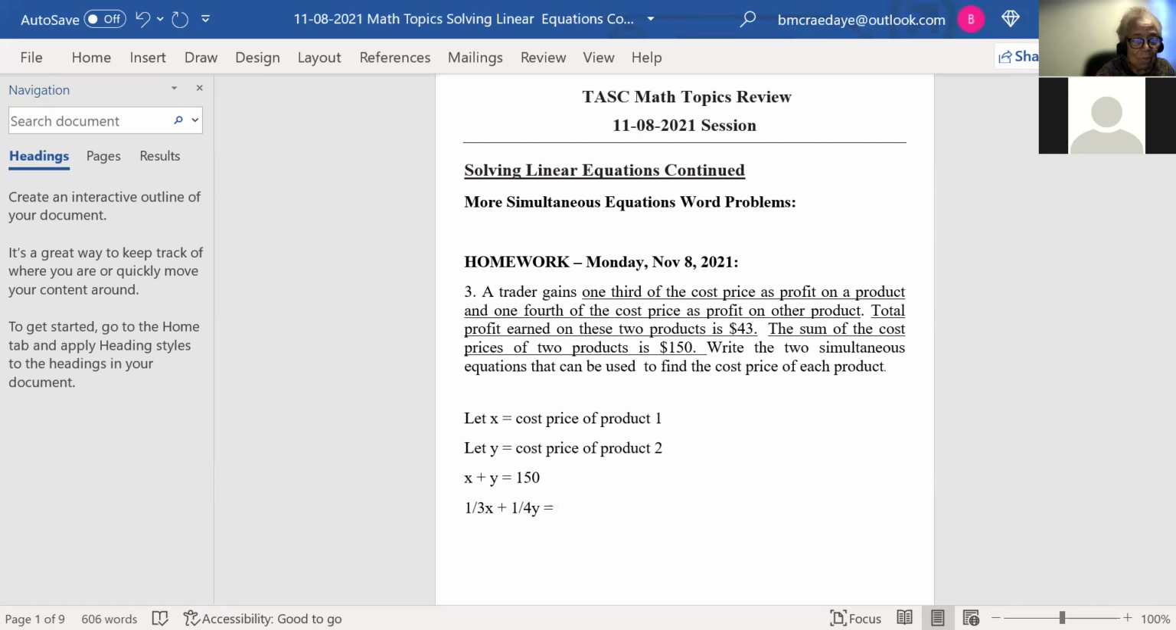And what's that equal to? What's the total profit? $43. So that would be 43. Those are your two equations. Those are your two simultaneous equations.